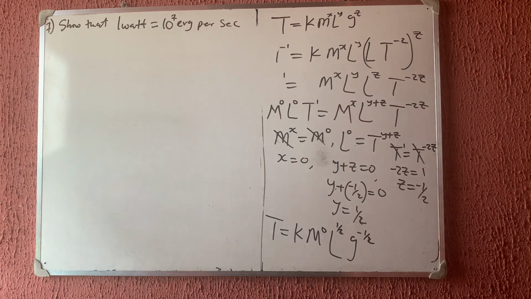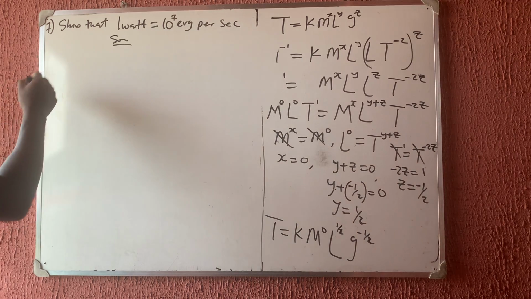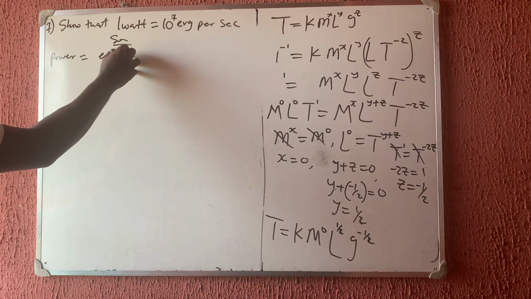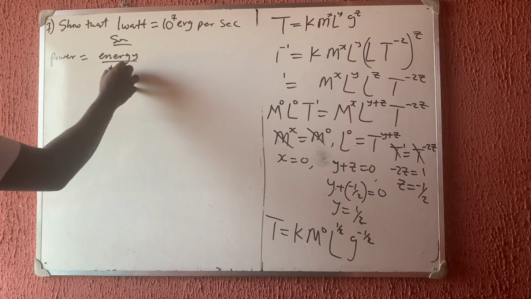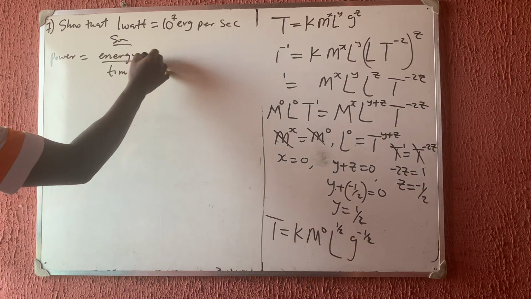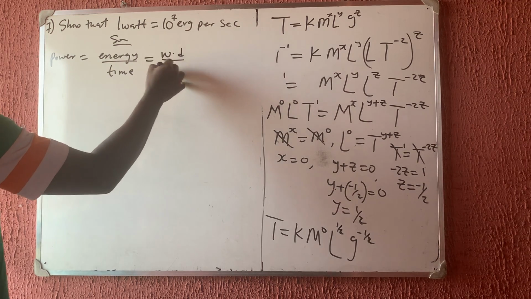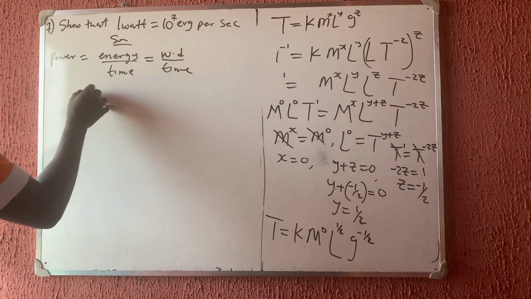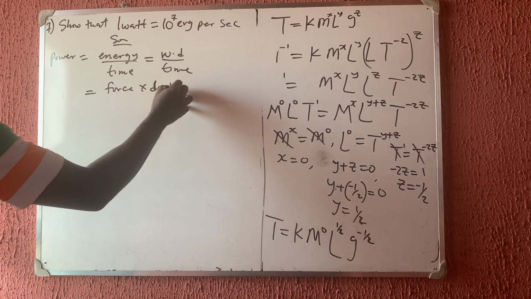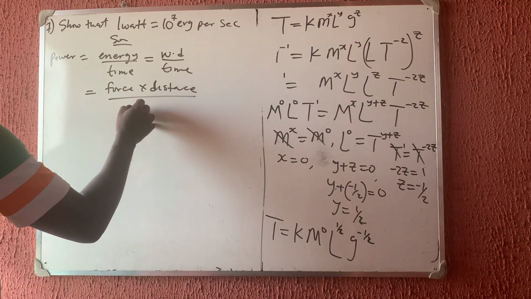Now, to do this, first of all, solution. We know that power is equal to what? Energy over time. Power is equal to energy over time, and energy and work are the same thing. So if you convert it to work, you see that this is work done over time. But don't forget that work done is force times distance, then over time.